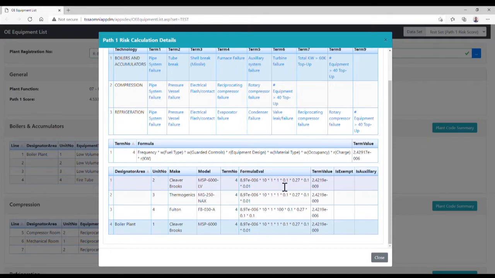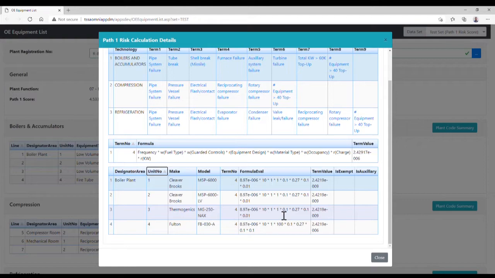So equipment design, that's table 10. So we have these three, and the reason why they're in a different order is, well, I guess I could have gone like this. This probably makes more sense. So these three have the low water volume boiler. The last one is the fire tube boiler. So you get that from table 10.